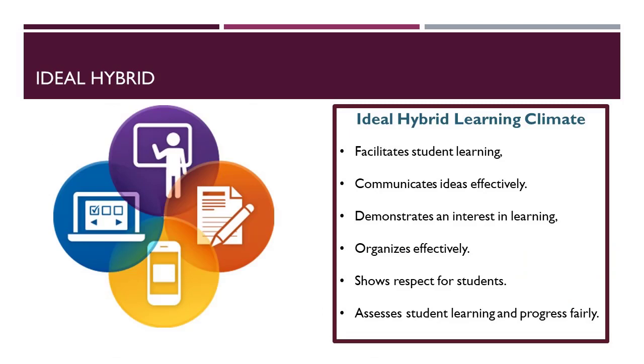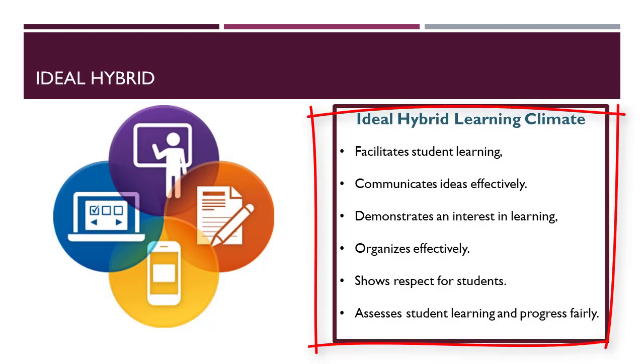All right, so your next question is probably what makes an ideal learning climate? And I like to bring this up during course planning, because we're planning a course, and we want the course to be successful and relate to our students. So research is showing that the ideal hybrid learning climate will facilitate student learning. It really communicates ideas effectively, so sometimes that requires us to put more text in our online portion. It demonstrates an interest in learning on the part of the instructor, both in the face-to-face and online portion.